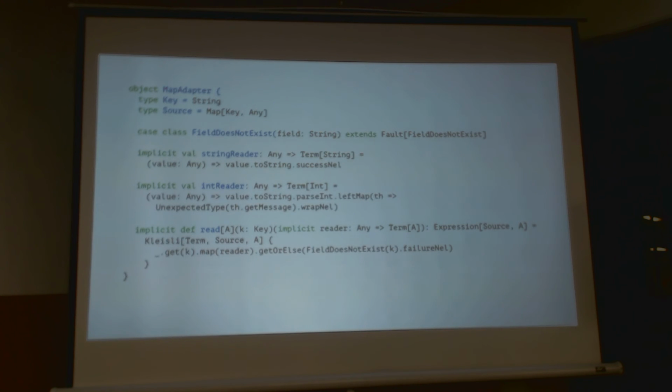And here's read, which is generic. So you can see more generic typing in this version I have here, so I'm going to make the types a little bit more generic. Okay, we'll take any reader, and what we'll do is we'll get the value from the source. We'll map it using the reader, however the reader gets selected implicitly. And then, well, if we can't find it, field doesn't exist, failure NEL. So this code reads quite easily.